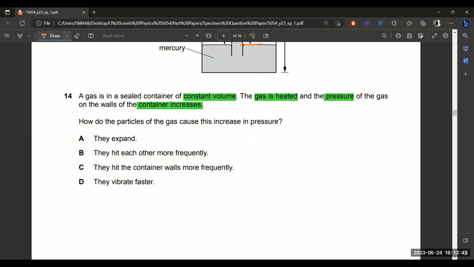How do the particles of the gas cause this increase in pressure? So basically, when we heat up the gas, the molecules are getting thermal energy, and their kinetic energy will increase with the help of the thermal energy. So kinetic energy will increase, and as a result of the increase in kinetic energy, they are going to hit the wall of the container more frequently. So that means the rate of collision will increase.